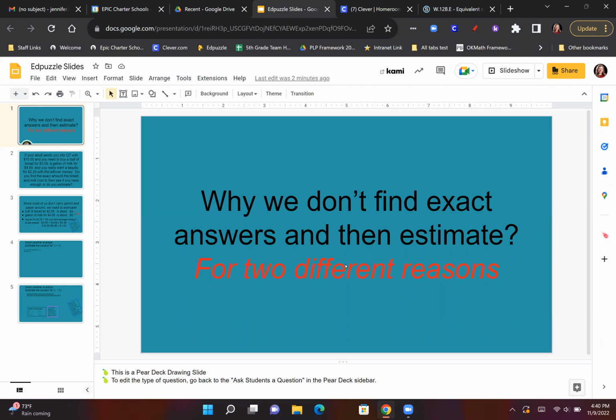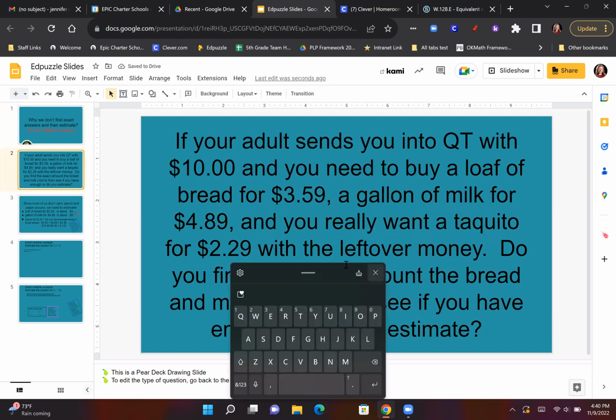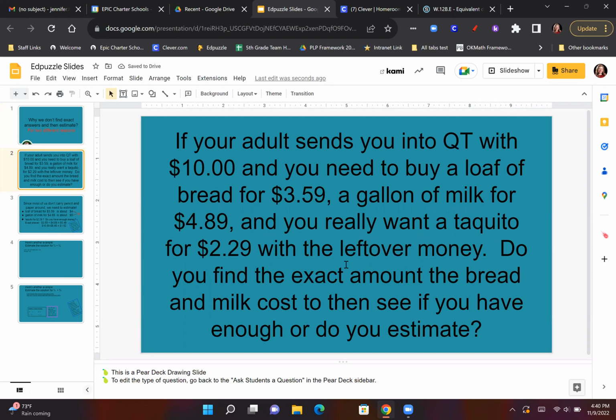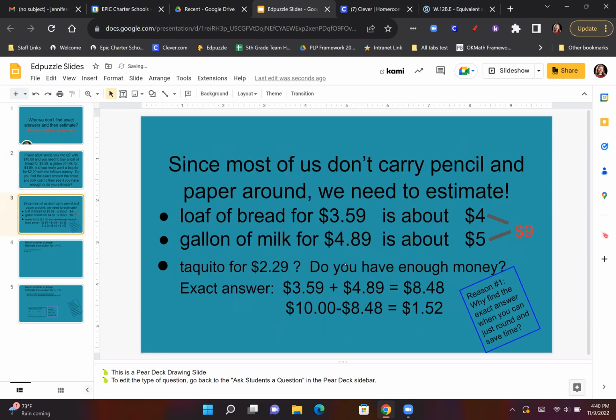Right, so we're talking today about why we don't find exact answers and then estimate. There are two different reasons why we don't find the exact answer first. Let's take a look at an example here. The first example says, if your adult sends you into QT with $10 and you need to buy a loaf of bread for $3.59, a gallon of milk for $4.89, and you really wanted a taquito for $2.29 with the leftover money, do you find the exact amount the bread and milk cost to see if you have enough, or do you estimate? Well, in reality, we very likely don't carry pencil and paper around.